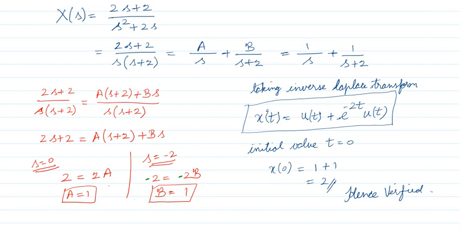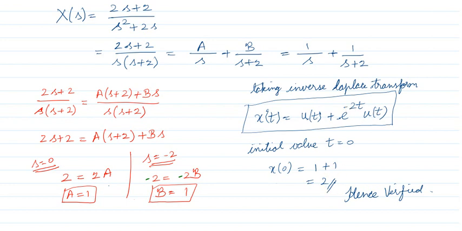Okay. So substitute that A and B here. So 1 by s, inverse Laplace transform is u of t. 1 by s plus 2 is e power minus 2t u of t. Now I need the initial value, so t equal to 0. So x of 0 equal to u of 0 is 1, e power 0 is 1, u of 0 is 1. So 1 plus 1 is 2. You are getting 2.